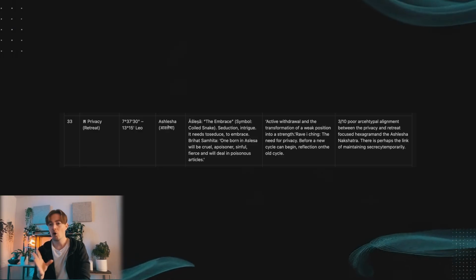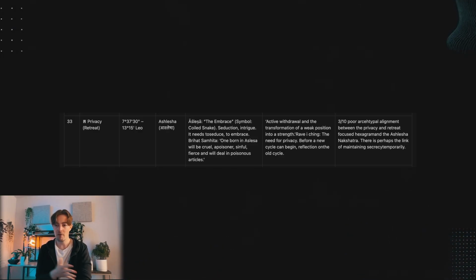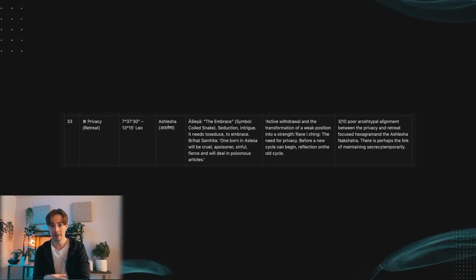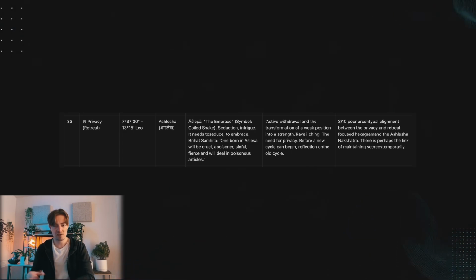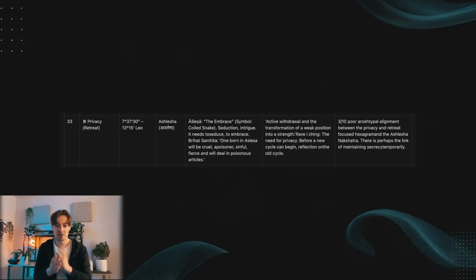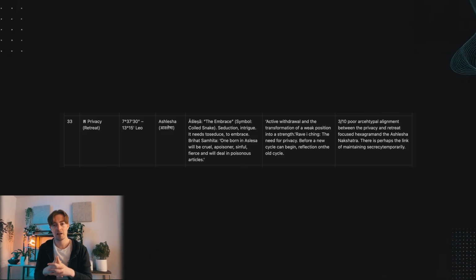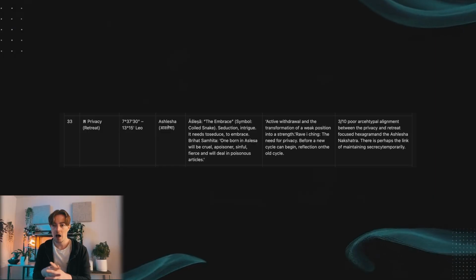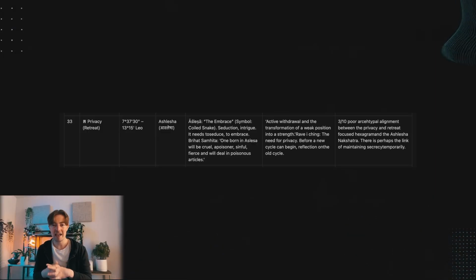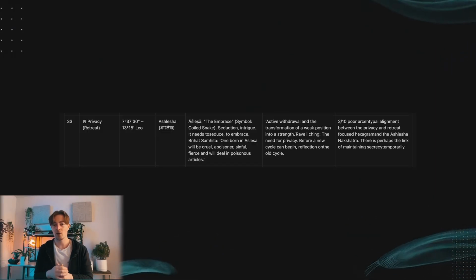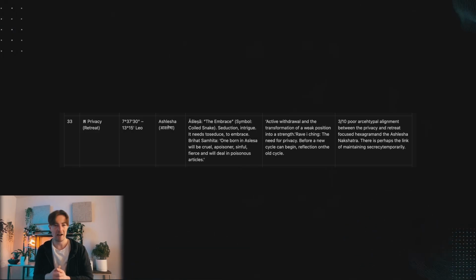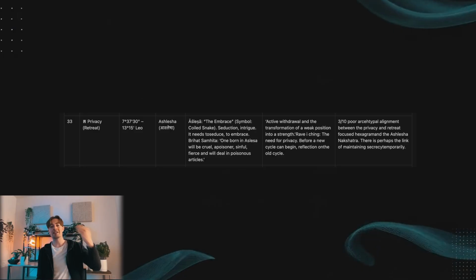So I'd say there's a poor archetypal alignment here between the privacy and retreat focused hexagram and the Ashlesha Nakshatra, which is a bit retreating-ish, because it's coiled snake, it's seducing, it's behind the scenes, it's a bit sinful, poisonous. There's perhaps the link of maintaining secrecy, but apart from that, not really a good link. The characteristic of the human design gate is that need for privacy, the need for introversion, and that sense of being a reflective person before you initiate something new.